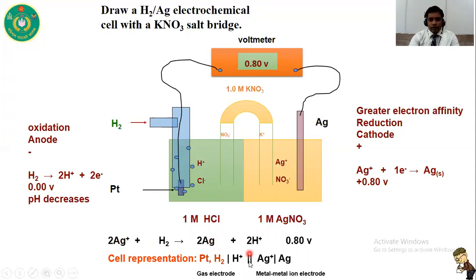So this is the representation of the salt bridge, and on the anode side, as it is a gas electrode, we must write Pt, H2 slash H+. As it is a metal ion electrode, we write Ag+ oblique Ag. This is the reduction state. So oxidation, or anode, is on the left side and reduction is on the right side of the salt bridge, and this is the gas electrode, so we write like this, and as it is a metal ion electrode we write Ag+ oblique Ag.